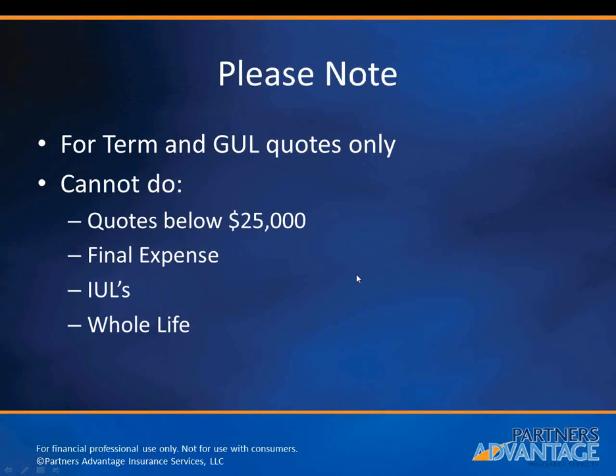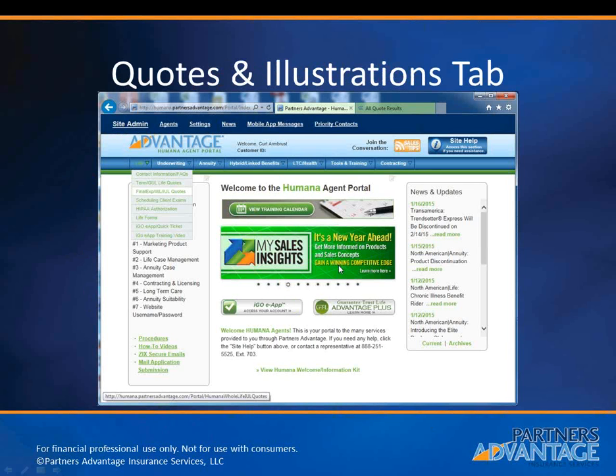Now, as good as the quote engine is, I mentioned it to you before, we cannot do anything lower than $25,000. You can't do final expense, and index universal life or whole life quotes cannot be done using this. But there are ways to come up with those quotes. We have many people saying, Kurt, I cannot find final expense on the quote engine. Well, we now have rate sheets that you can easily use to come up with a quote.